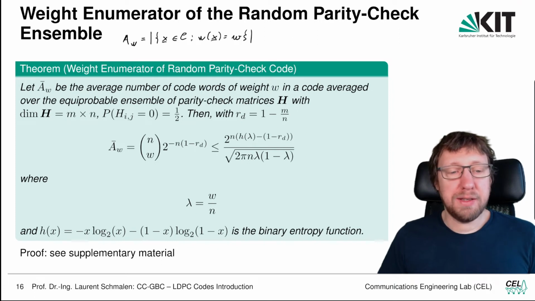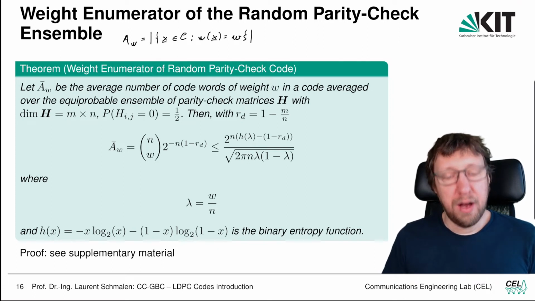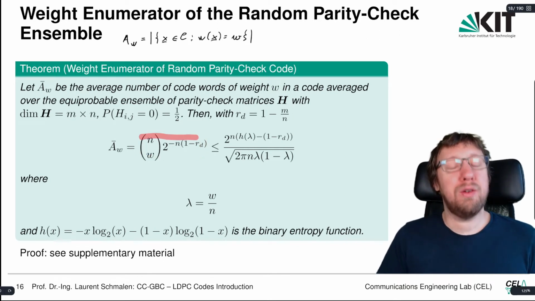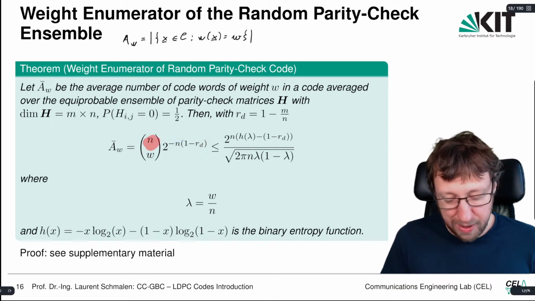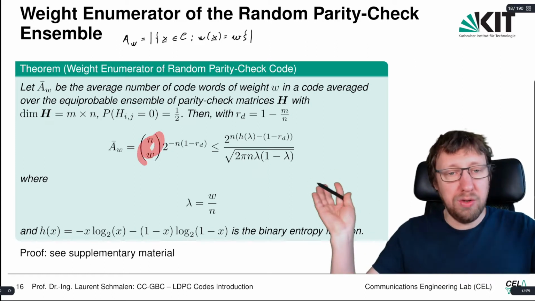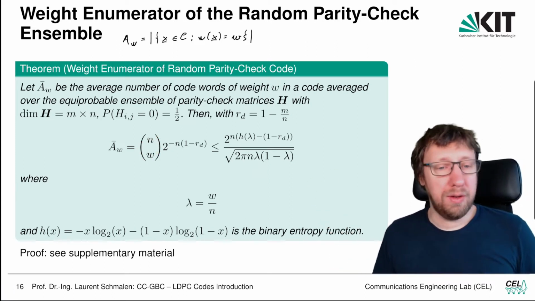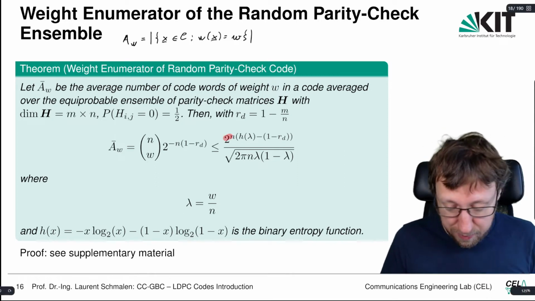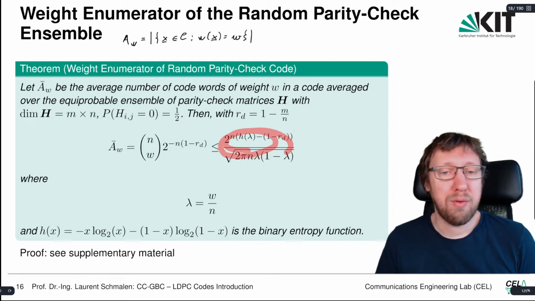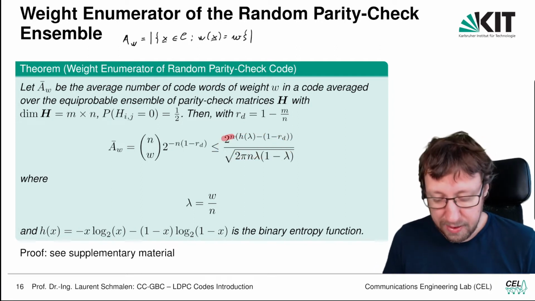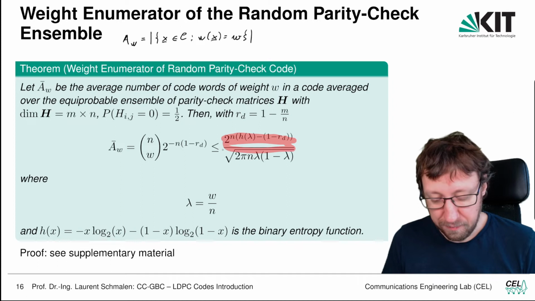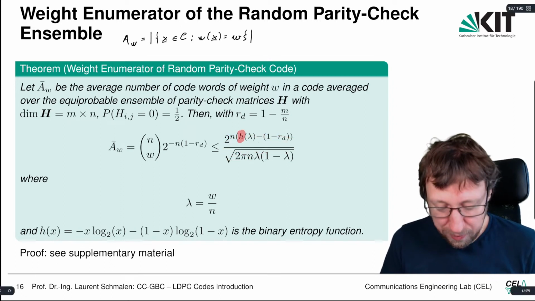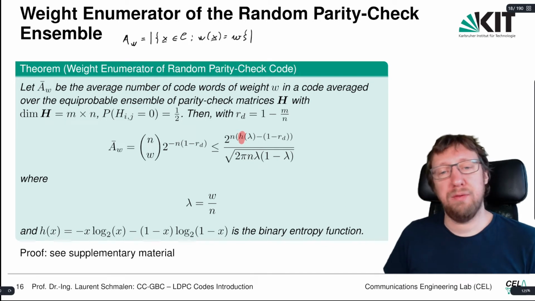This is a function that is nice and clean, but numerically difficult to evaluate, because when n gets very large, this binomial coefficient explodes essentially. So we bound this binomial coefficient, and it can be bounded using the Stirling approximation, given by this expression, where we have the binary entropy function that we know from the capacity of the binary symmetric channel inside.